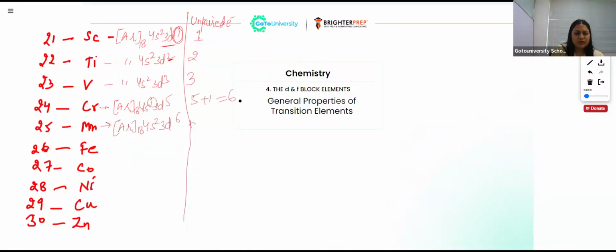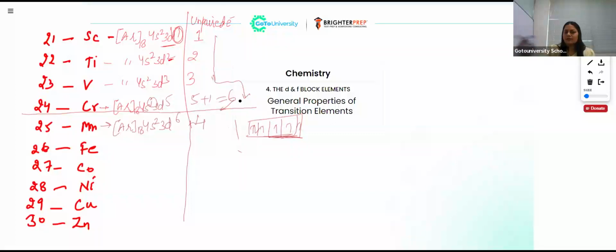How many unpaired electrons do we have in d orbitals? Try to use d orbitals like this and fill the electrons 1 2 3 4 5, and this is 6. These four have unpaired electrons. That means 4. Now you see, starting from scandium up to chromium, the number of unpaired electrons is increasing, right? But after chromium, it started decreasing, like 6 to 4, right?